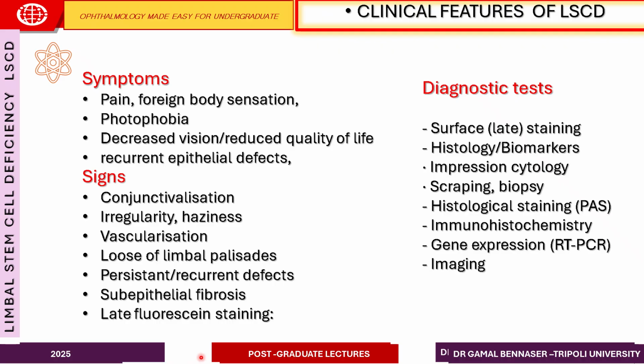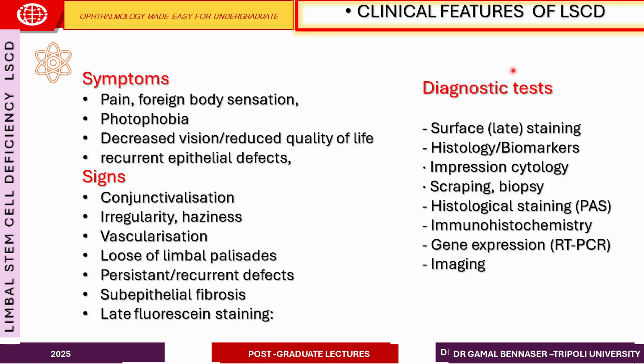As I have said before, there are different diagnostic tests for limbal stem cell deficiency. Of course, we will come quickly to the symptoms and signs, as I have mentioned before. The symptoms range from mild pain, foreign body sensation, photophobia, to decreased vision, decreased quality of life, and recurrent epithelial defects. And the signs, as seen by the doctor, are conjunctivalization of the cornea, haziness, irregularities, subepithelial fibrosis, loss of corneal palisades, persistent epithelial defect and late fluorescein staining.